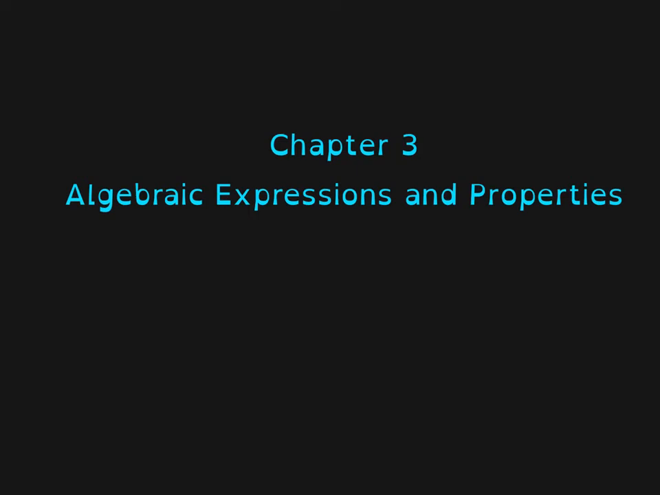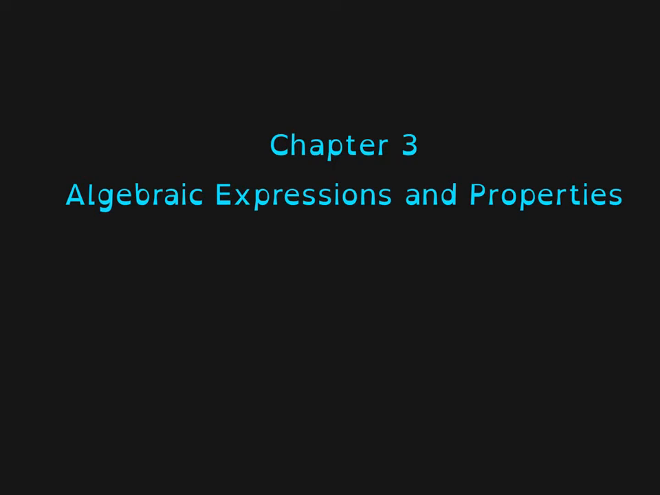Welcome to Chapter 3, Algebraic Expressions and Properties. In this chapter, you'll see that there are 4 sections. We have 3.1, which is algebraic expressions. 3.2 is writing expressions. 3.3 is properties of addition and multiplication. 3.4 is the distributive property. And there is an extension on 3.4 called factoring expressions. So technically there are 5 sections to this one.